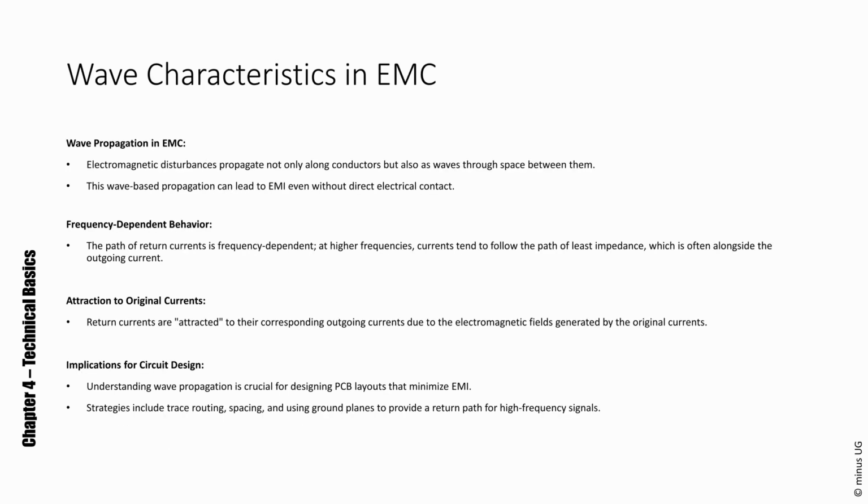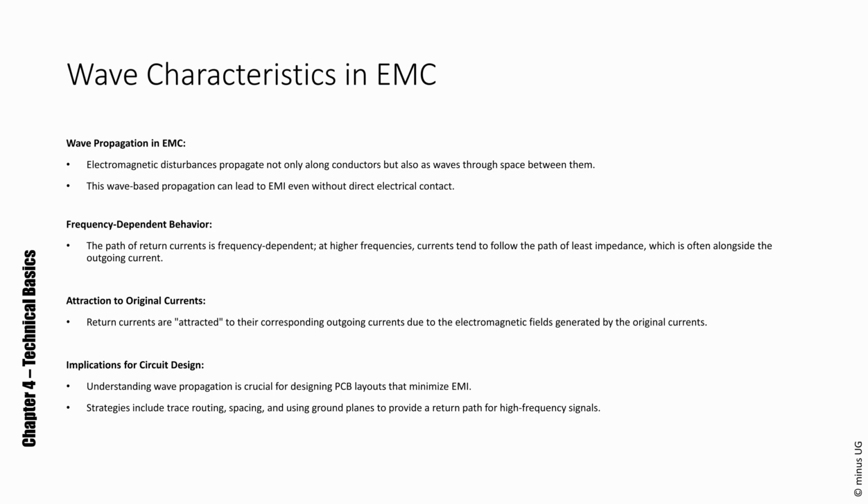Wave characteristics in EMC. When we talk about electromagnetic disturbances, it's essential to understand that these disruptions don't just travel along the wires. They also spread as waves through the air between conductors. This wave-like behavior of electromagnetic fields means that interference can occur even when there's no direct electrical connection. One fascinating aspect of these waves is how return currents behave. Unlike direct currents which follow a single path, alternating currents, especially at higher frequencies, exhibit a frequency-dependent nature.